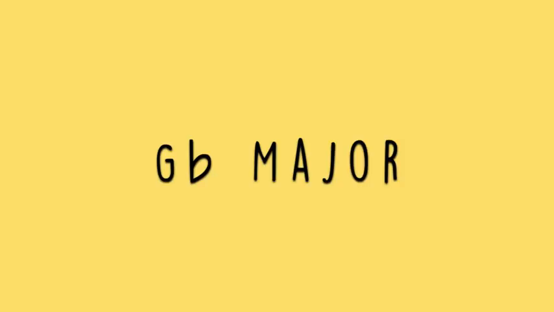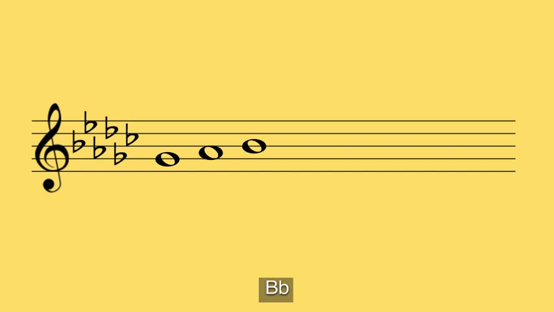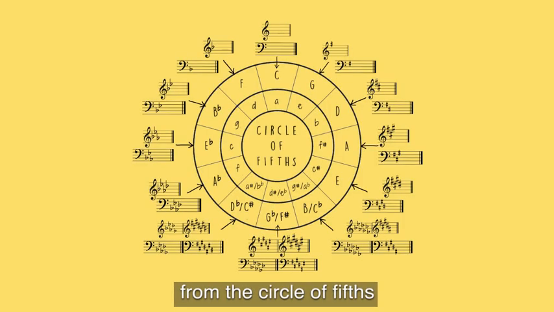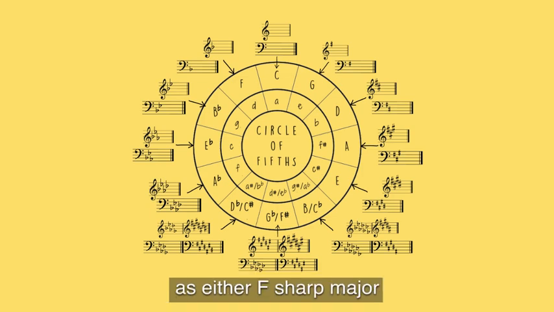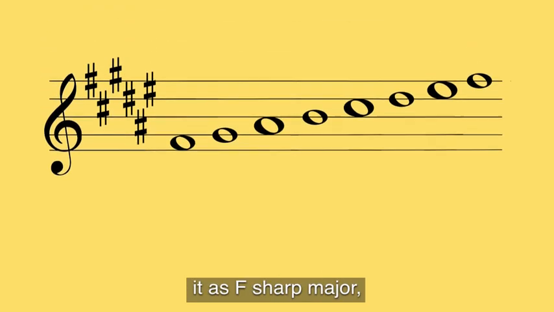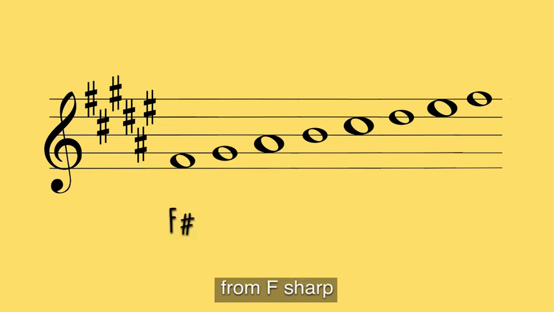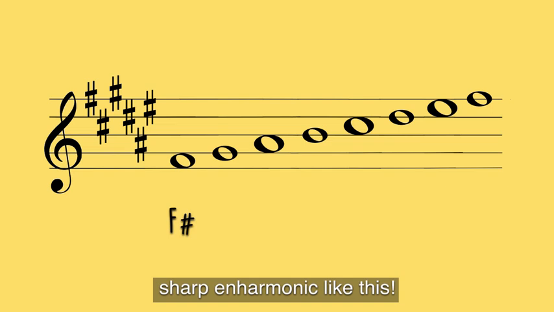Now, let us try one last scale. G flat, A flat, B flat, C flat, D flat, E flat, F, and G flat. However, as we can recall from the circle of fifths in the previous video, this scale can be named as either F sharp major or G flat major. In the case where we refer to it as F sharp major, we have to build our scale from F sharp, and all the following notes will be written in their sharp enharmonic form like this.